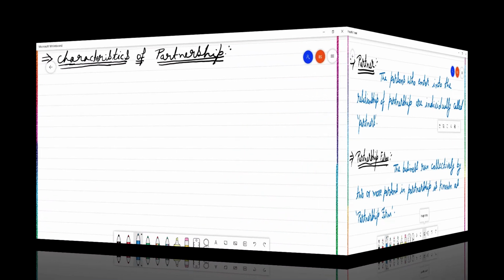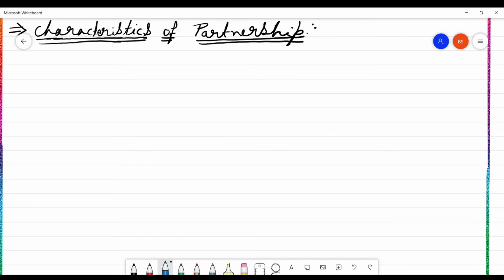Let's begin. Next, characteristics of partnership. First characteristic is creation by contract. So, partnership begins through agreement. Partnership agreement can be in written or oral form, but written form is more desirable.